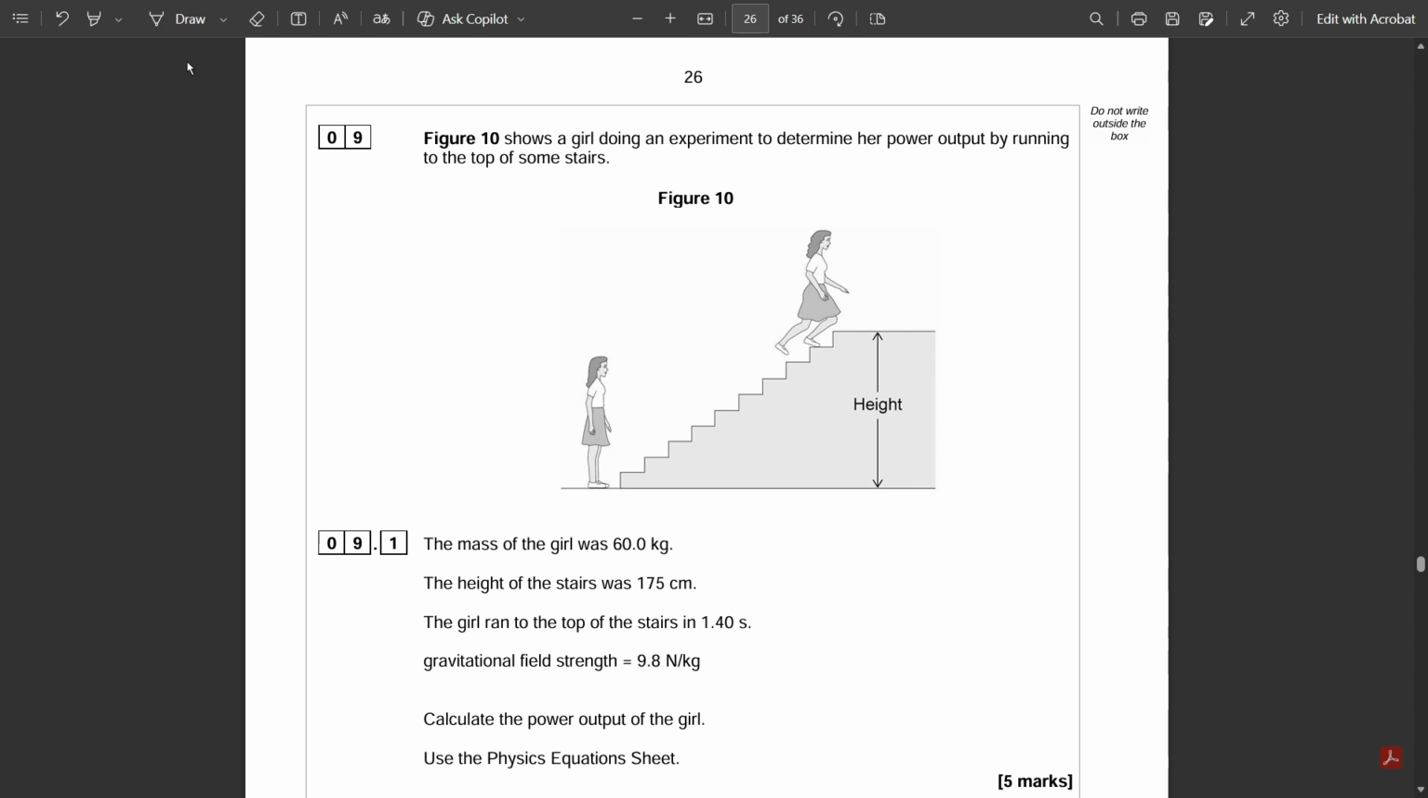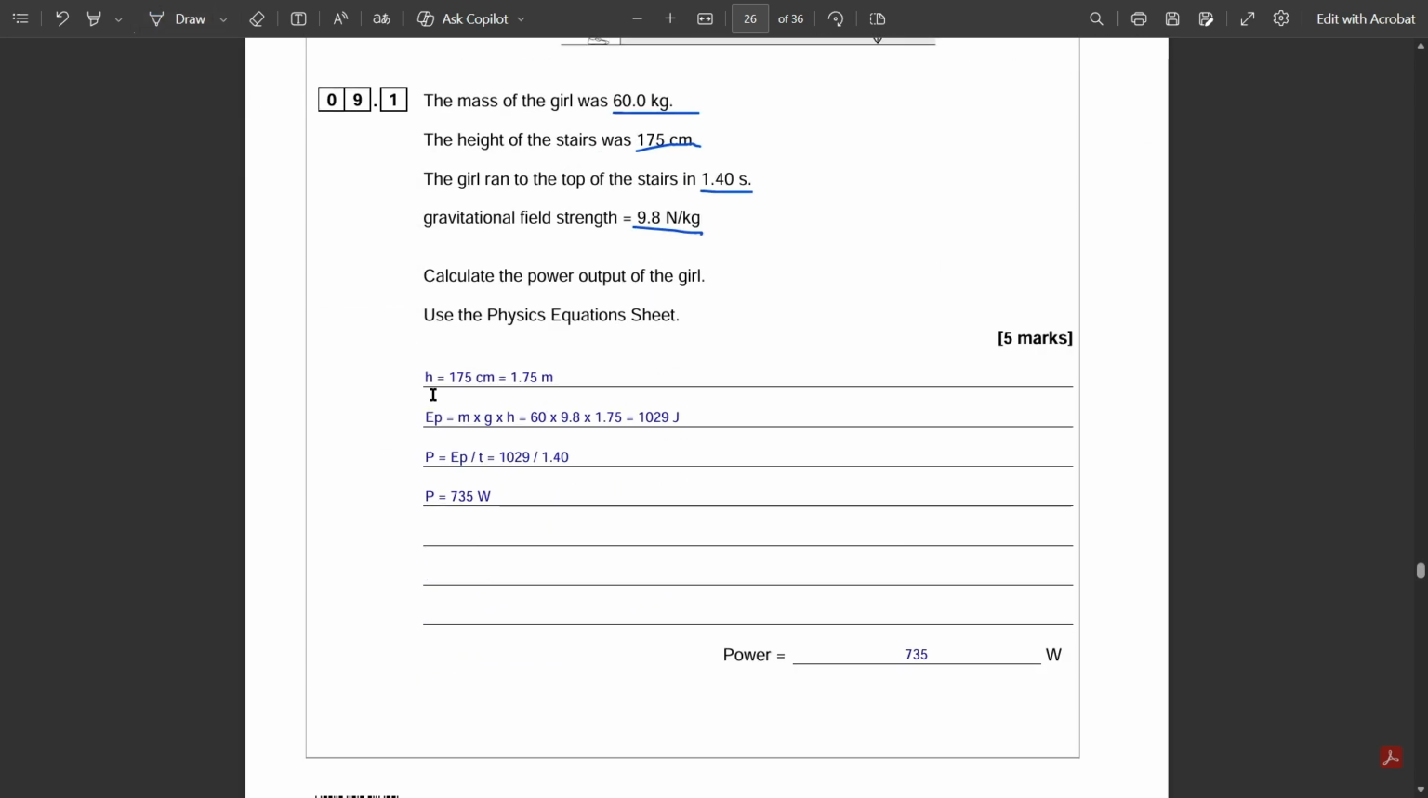Now, first things first, power output, you're thinking of energy over time. You have the height, the mass, and the change in height. The main goal here is going to be to find the gravitational potential energy gained and then divide it by the time, 1.4. So we simply do that. Height equals 1.75 meters, converting it to meters. The gravitational potential energy is the mass times the gravitational field strength times the height, which gets us an answer of 1029 joules. And then power equals energy over time. 1029 divided by 1.4 gets you an answer of 735.